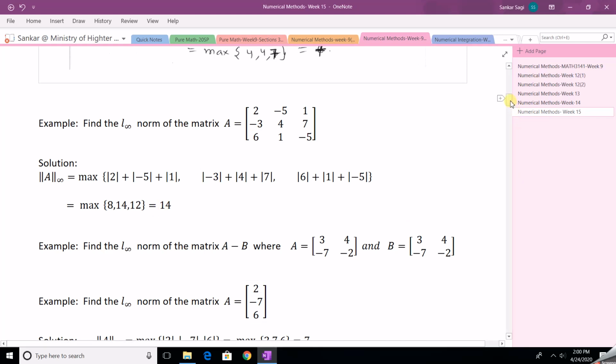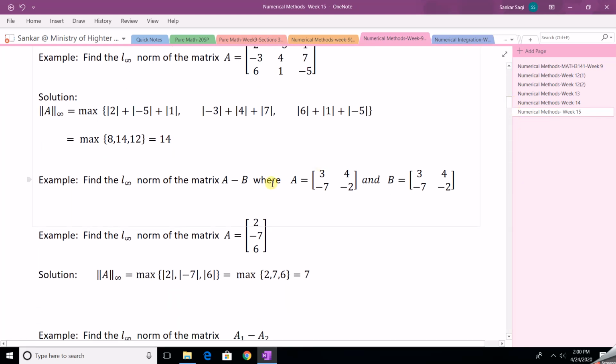So I am leaving this one to you. So you try to do this one. Find the L infinity norm of this matrix A minus B, where A is given by this matrix 3, 4, minus 7, minus 2, and B equal to 3, 4, minus 7, minus 2. Okay, the same matrix is given. So we can change these values. So let me change this one.